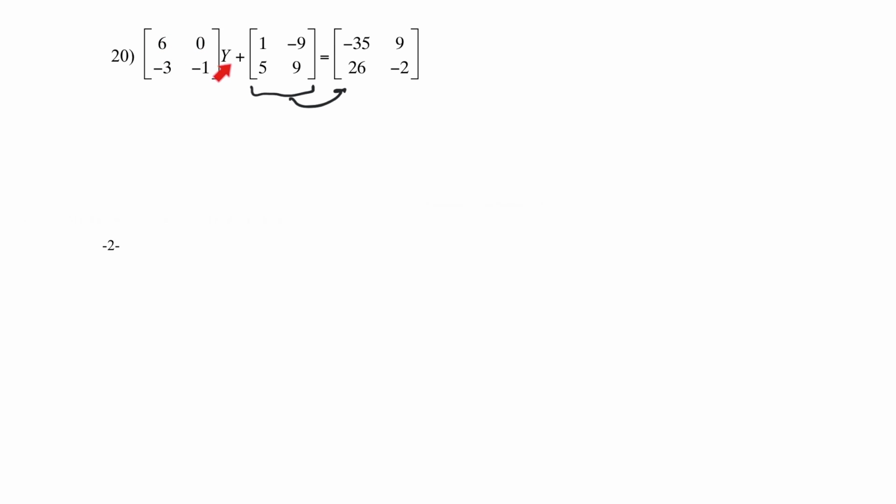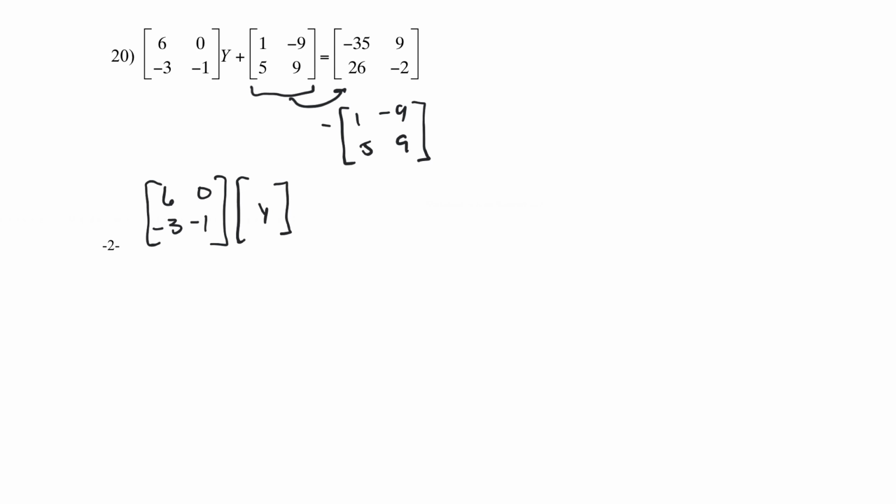So I need to get this whole expression here equal to another matrix, not two other ones. So we're going to subtract this matrix here: minus 1, negative 9, 5, 9. In this case, we're going to end up getting 6, 0, negative 3, negative 1 times some other matrix y equal to negative 35 minus 1 is negative 36. 9 minus negative 9 would be 18. 26 minus 5 is going to be 21. And then negative 2 minus 9 is negative 11. So step number one is to combine the like terms.